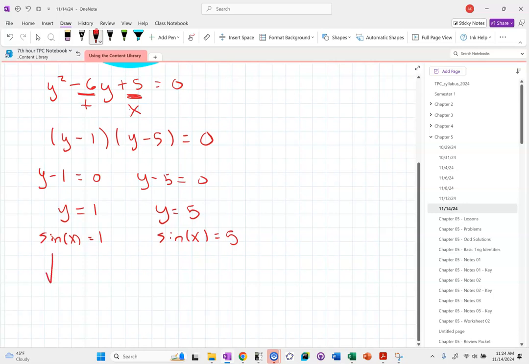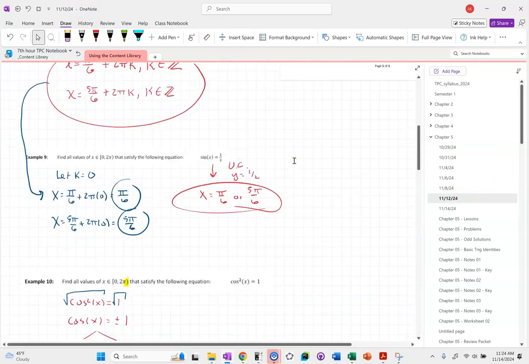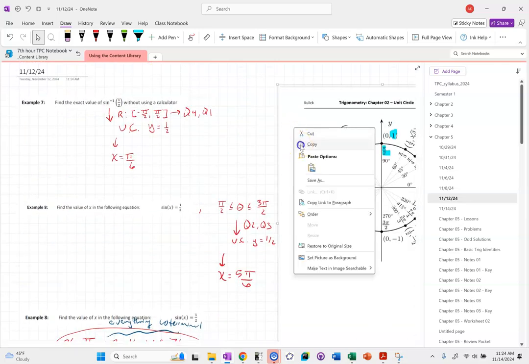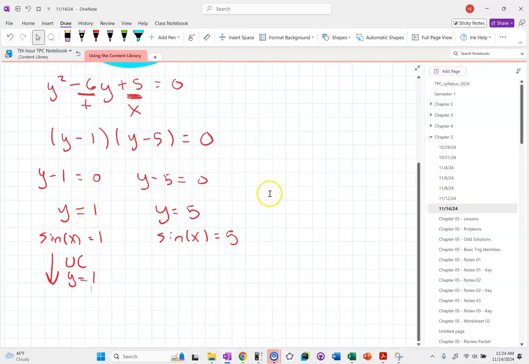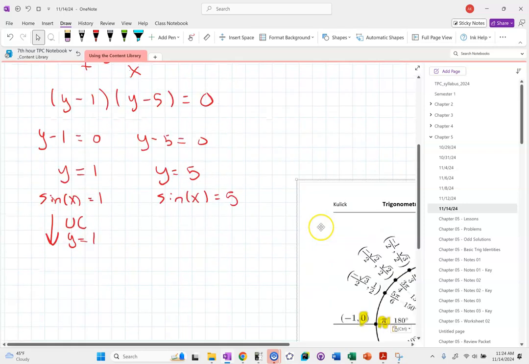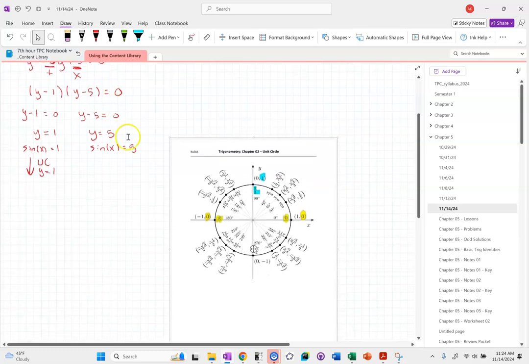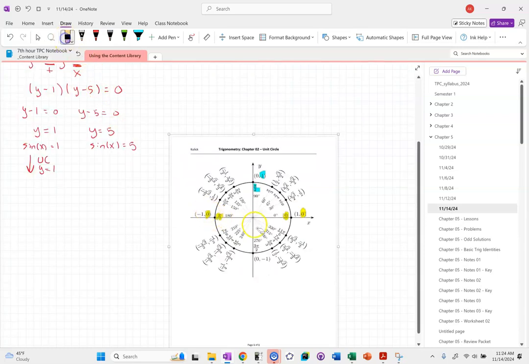So sine x equal to 1, we're all ready to go, let's just go to our unit circle and look up where the y coordinate is 1. If I drop in my unit circle, add a couple of extra marks in there. So where the y coordinate is 1 is just here at pi over 2.